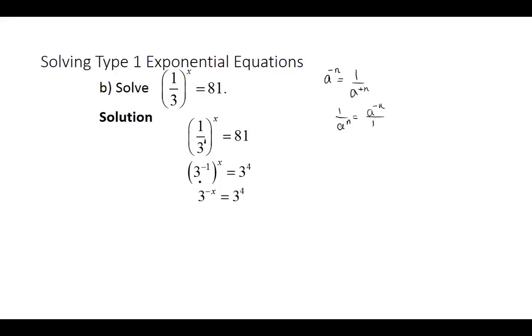So here I have 3 to the power of minus x is equal to 3 to the power of 4, because 81 is 3 to the power of 4. So yes, we can make the base the same for this example. So we can conclude from here that minus x must be equal to 4. So from there we can find x is equal to negative 4. We can check our answer as we did before.